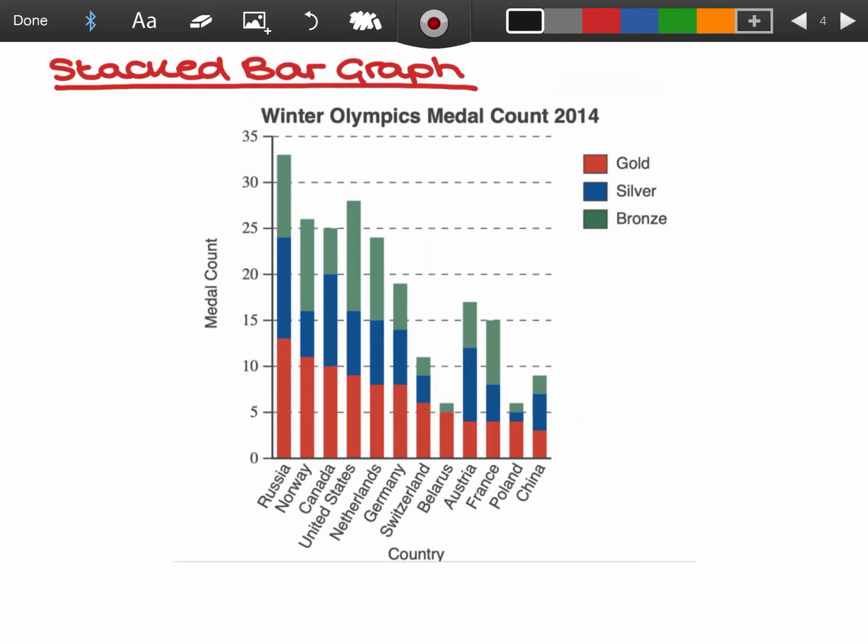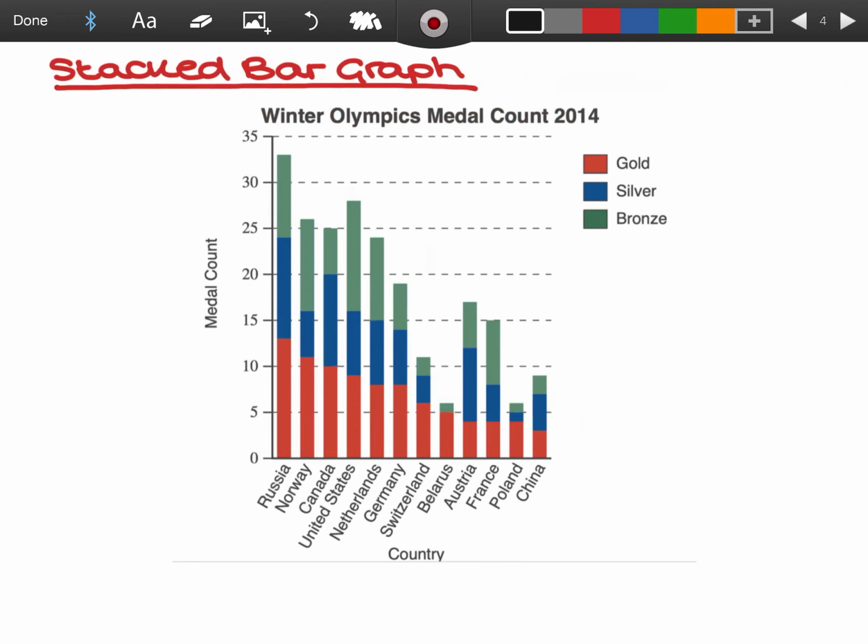Another type of graph that we have is a stacked bar graph. These are really good to show us more than one thing at once. In this case, we're looking at the number of medals won by each country. What we could have done here is three different graphs: a bar graph to show how many gold medals were won by any particular country, a second bar graph that shows how many silver medals were won by each country, and a last one that tells me how many bronze medals were won by each country. That's a lot of graphs to draw. Instead, what they do is a stacked bar graph.